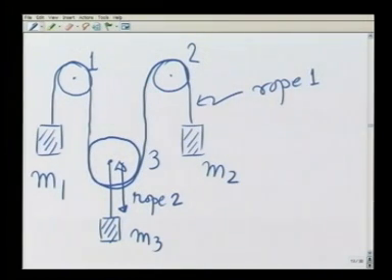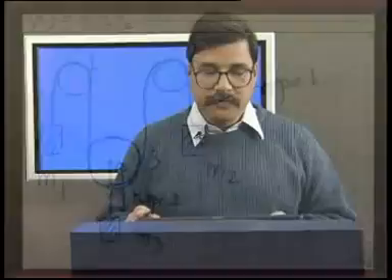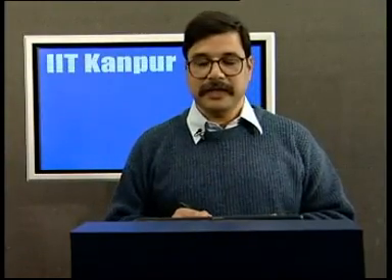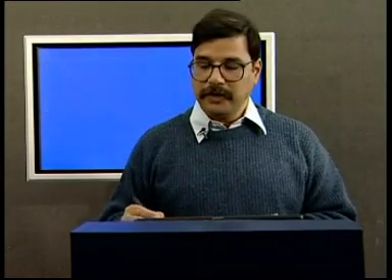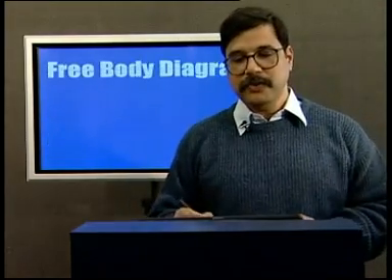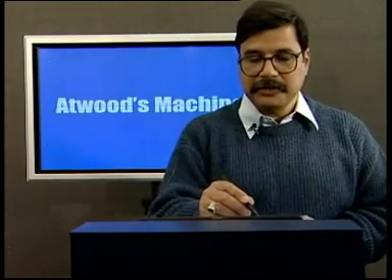And what I want to do now is, when I release this system, how does the motion take place? For example, where does M1 move? What is its acceleration? Where does M2 move? What is its acceleration? How does M3 move? What is its acceleration? So we will go back to our steps, and the first thing we want to do is identify the constraints and forces of constraint. Let me make the figure again for you.